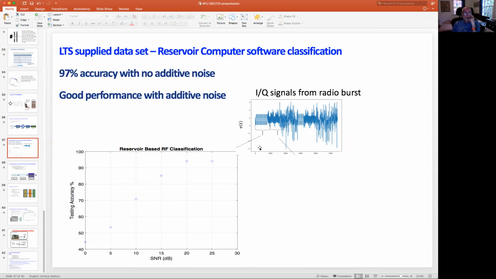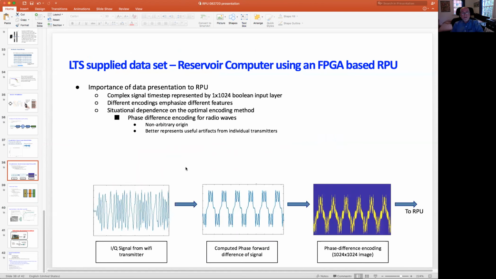We were able to demonstrate 97% accuracy with no additive noise on these. And then as we added noise, degradation occurs. And when I say 97%, that's actually for the best transmitter. If you look at all the transmitters, we actually have a different performance depending on the individual transmitter. I'll detail that in just a minute.